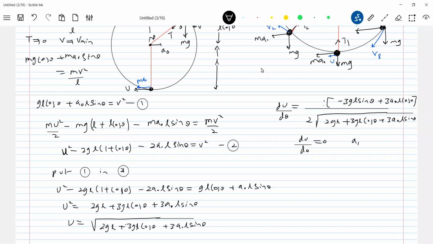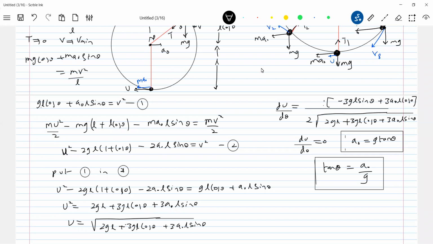So finally what we are getting is A naught equal to G tan theta. Or tan theta equal to A naught by G. I think we have to search for the angle, no? And what is this theta? Theta is what I got there: tan theta equal to A naught by G. So I got this angle where it will be the critical point. Substituting this value of tan theta equal to A naught by G, replace sin theta and cos theta and solve for it. You will get the expression for the minimum velocity of projection.